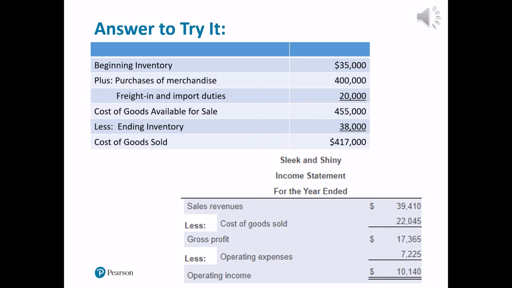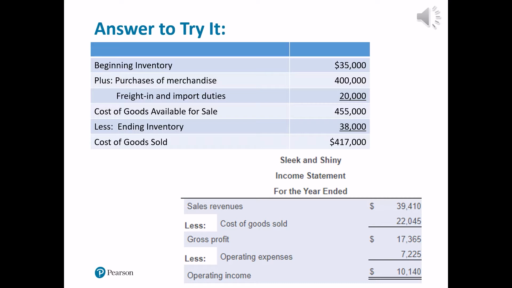It shouldn't have been too hard. You did have to ignore some of the expenses that really aren't part of inventory. The one you may have missed is freight in and import duties. All of this becomes part of the actual cost of our inventory. So we have an ending inventory or ending cost of goods sold. That's all of our goods that are gone of $417,000.